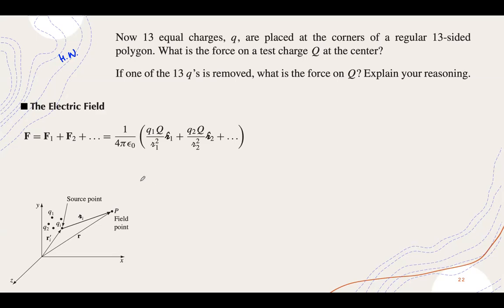According to that, since 1 over 4 pi epsilon naught is a constant, this constant is going to be taken out. Then you can write this as Q1 Q over R1 square, R1 unit vector, plus Q2 Q divided by R2 square, R2 unit vector, and so on. Since the test charge is also constant and appears in each term, we can also take it out. Then we can say that Q over 4 pi epsilon naught times Q1 over R1 square, R1 unit vector, and so on.